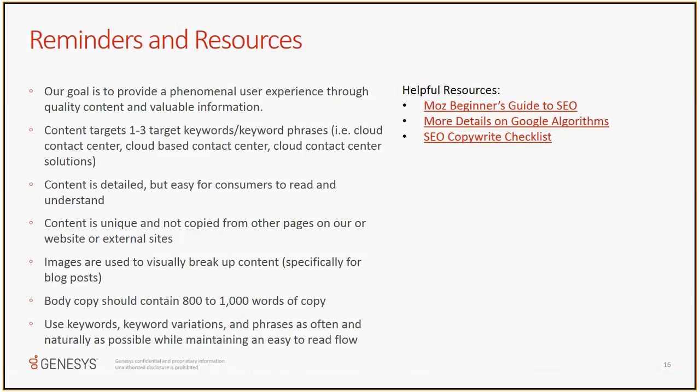As a rule of thumb, you want to have 1 to 3 target keywords and keyword phrases in your writing, and that includes the keyword variation. Content is always detailed, but it's easy for consumers to read and understand. It's unique, not copied from other pages on our own website or our blog, or from any external sites. Copied content is a huge red flag with Google.